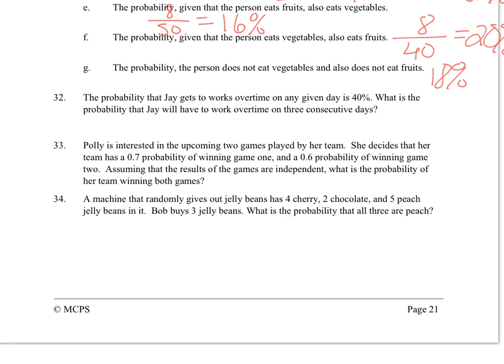Okay, so for 32, if the probability he works overtime on any given day is 40%, and we want to know if he works overtime on 3 consecutive days, we're going to do 40% times 40% times 40%. And that is 0.064. And then for 33, because they're independent, we can multiply the probabilities.